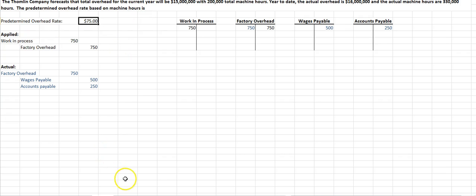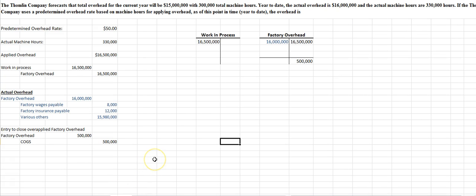Okay, let's do another example here. This one is also related to overhead rates. It says the Tomlin Company forecasts that total overhead for the year will be 15 million, with 300,000 total machine hours. Year to date, the actual overhead is 16 million and the actual machine hours is 330,000 hours.